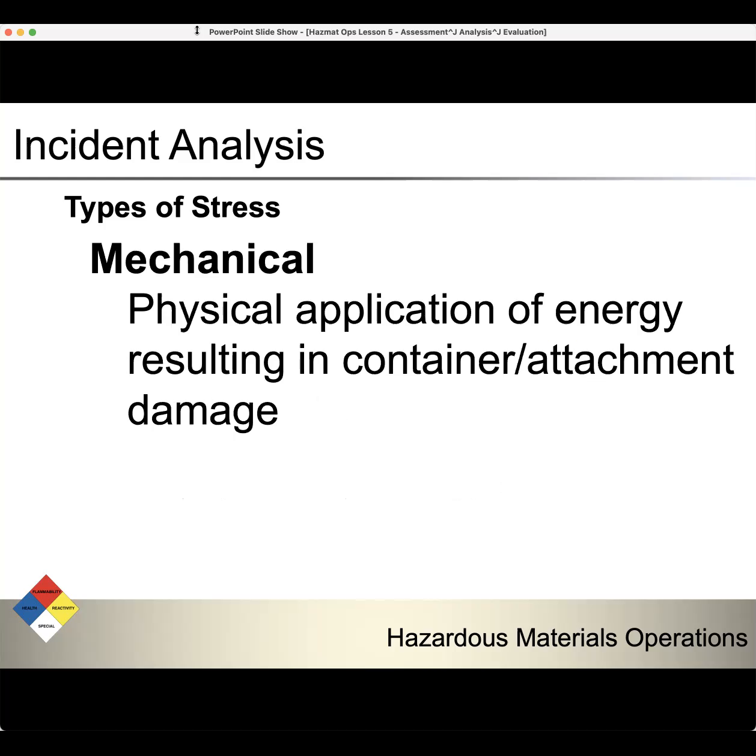And there's also mechanical. This is physical application of energy. Something hits it and damages the container or an attachment on that container. Often, so a crash, somebody drops something, something hits something. Those are all mechanical. What else? Oh, if there's an explosion and the container is not involved in the original explosion, and some type of shrapnel or a shock wave hits that container, that is mechanical.